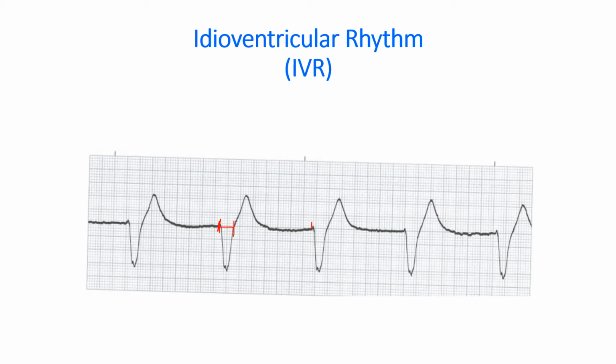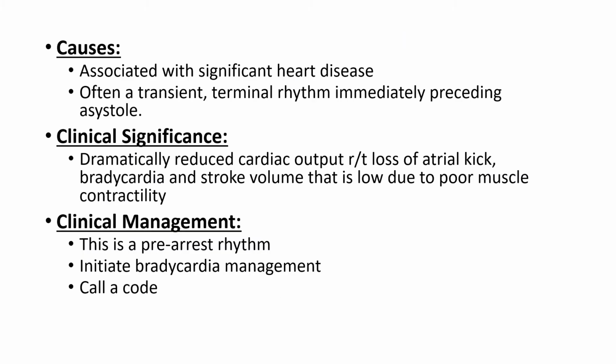We don't worry too much about measuring your QRSs, even though we were asking you to do it, but in the real world, we can see that it's wide. We're more concerned about what the patient's doing, because when the heart rate's this slow, you have no atrial conduction, you've already lost your atrial kick, and going this slow, you probably have a symptomatic patient. Your causes are usually associated with significant heart disease, and it often is a transient or terminal rhythm immediately preceding asystole. Because it's almost like a dying heart.